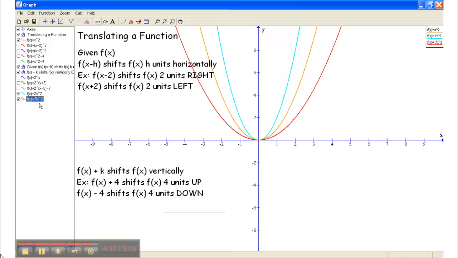It's not the same as a translation. It's not a shift, but it is something that we can do to functions to make them look a little different while still keeping them in the same family. They're all quadratics. They just have a different lead coefficient.